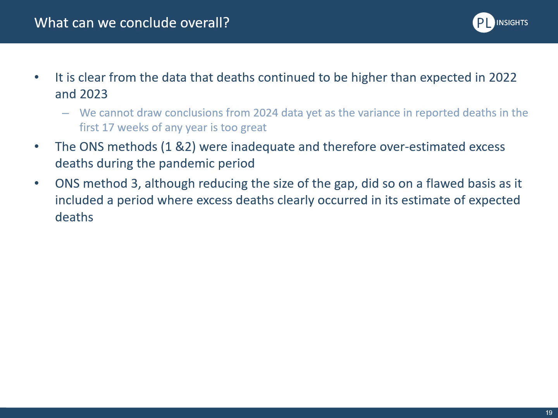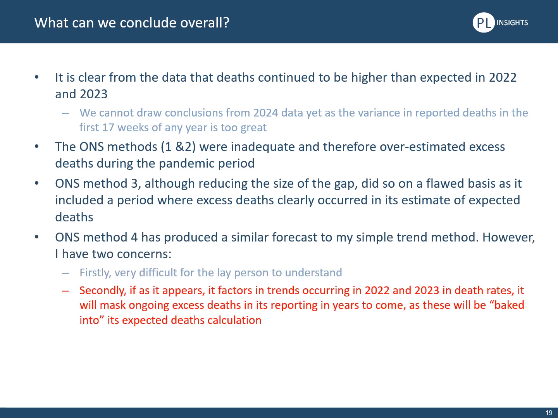You can't include in your definition of expected deaths a measure that is based upon or includes a period of time where we know that excess deaths were occurring. So I'm not sure why they did that, and perhaps they realised the flaws and needed something fairly quick to address that flaw. I don't think that's a particularly good way of going about it.